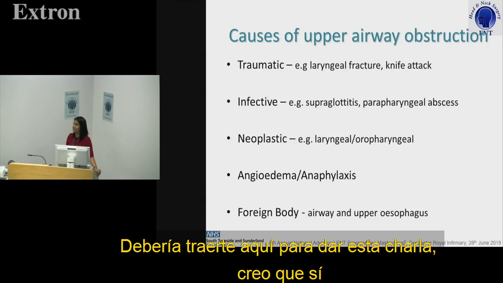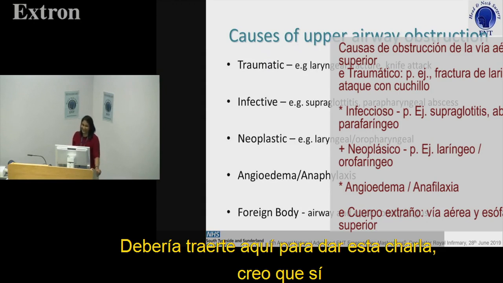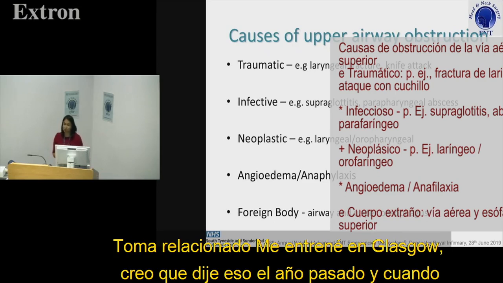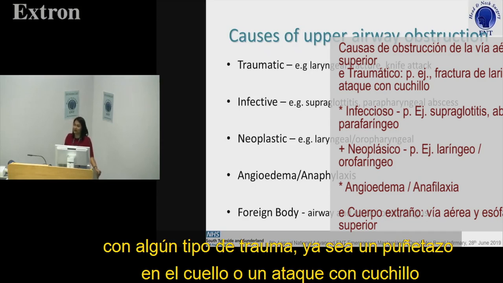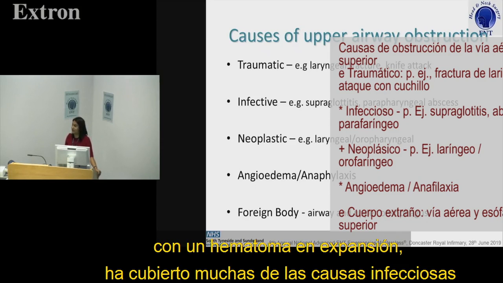I should get you down here to give this talk, I think. So yes, trauma-related. I trained in Glasgow. I think I said that last year. And whenever there was a Celtic Rangers match, you were bound to get somebody coming in with some form of trauma, whether it was a punch to the neck or a knife attack with an expanding hematoma.